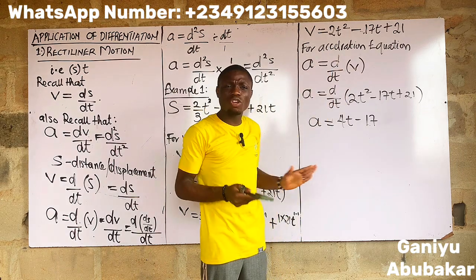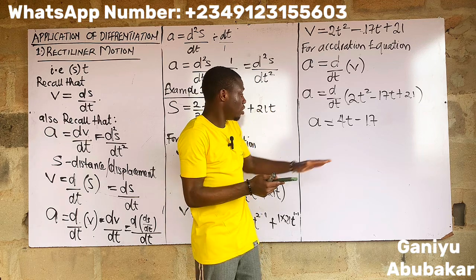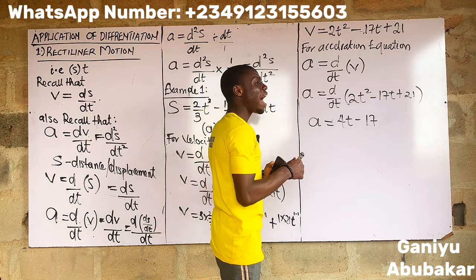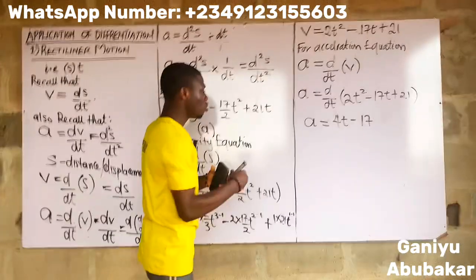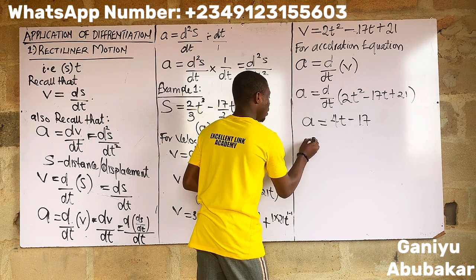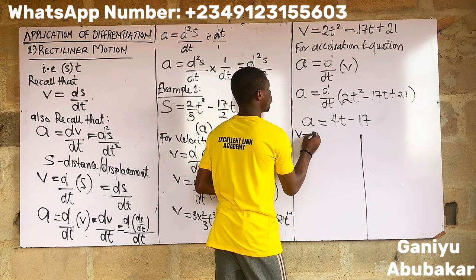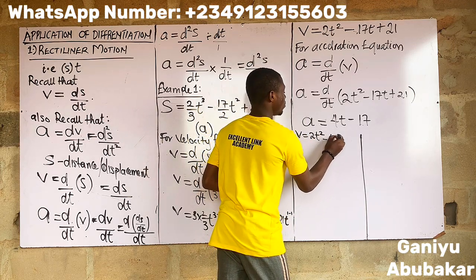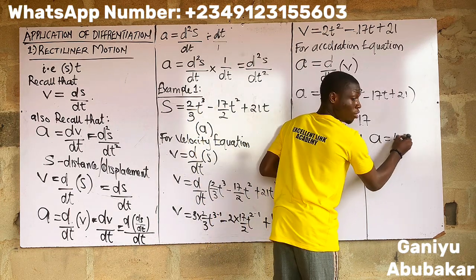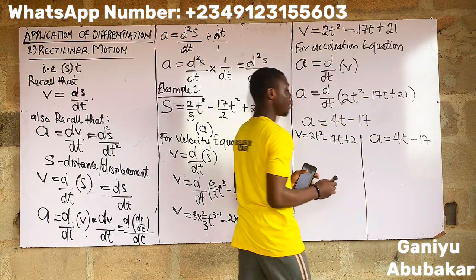But I'm not done yet. The question says find the velocity and acceleration of the body, but after 2 seconds. That's the concept now. So after 2 seconds becomes an idea now. Let me put my velocity here. v is equal to 2t squared minus 17t plus 21, the velocity equation. Acceleration a is equal to what? 4t minus 17 as my acceleration equation.